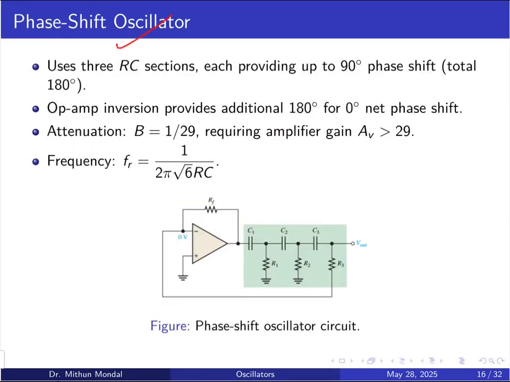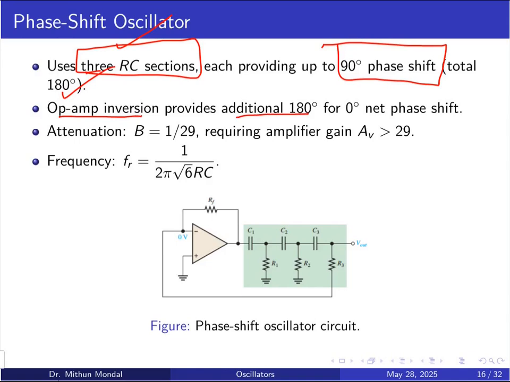Phase shift oscillators are another type, which have 3 RC sections, each providing up to 90-degree phase shifting. So in total you'll get 180 degrees. The op-amp inversion provides an additional 180 degrees for 0 net phase shifting. So this is your op-amp, and you are basically having the 3 RC combination here in the feedback circuit. So this will introduce around 180 degree phase shifting, and the other 180 degree phase shifting will be introduced by the op-amp. So the net phase shifting will be 0.